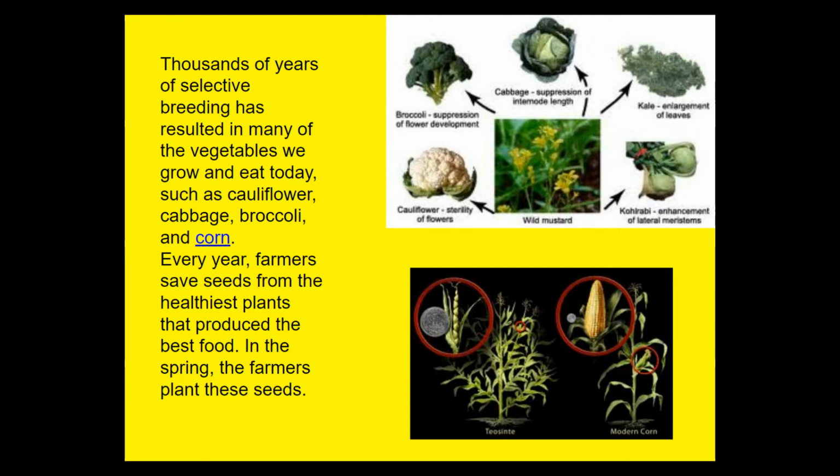All right, so let's read the slide. It says thousands of years of selective breeding has resulted in many of the vegetables we grow and we eat today: cauliflower, cabbage, broccoli, corn, potatoes, tomatoes. There's a bunch of fruits and vegetables that have a natural ancestor, but humans have selectively bred better and better varieties, or even subspecies or species. So, for example, the wild mustard.